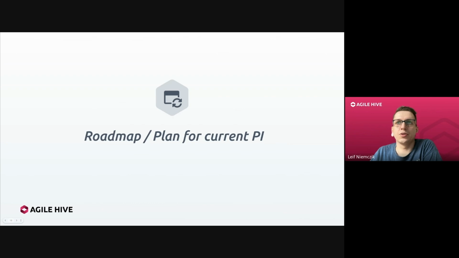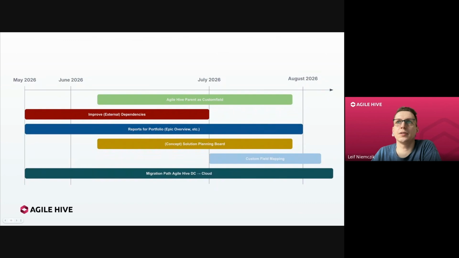Okay, this brings us to the roadmap and plan for the current PI for future releases. As you can see, we do still have work to do and are making progress on the Agile Hive parent as a custom field, which currently is stored as a property, but moving it to a field will ease the workflows for many customers, and we will address this further. The external dependencies have been released and improved. If you encounter any issues, please let us know. But for now, the work on them should be finished.